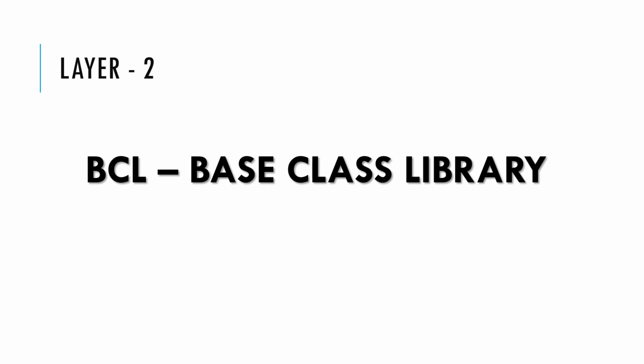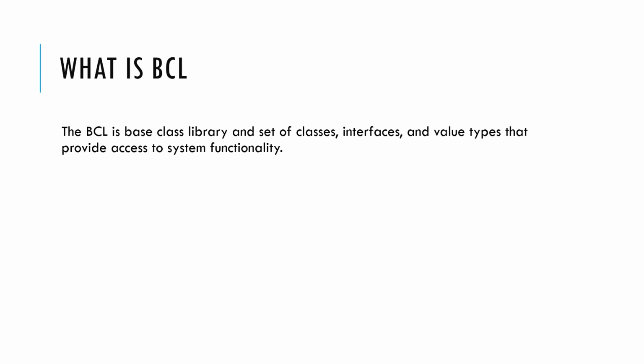The second layer in the .NET Framework is the Base Class Library. So what is the Base Class Library? The Base Class Library is a set of classes, interfaces, and value types that provides access to the system functionality and which is common and core for developing any kind of application. It is a set of reusable, ready-made functionality which is required to develop any kind of application, whether it is a Windows application, web application, mobile application, network-supported, or data access related.